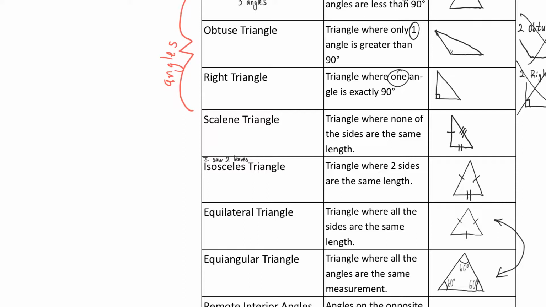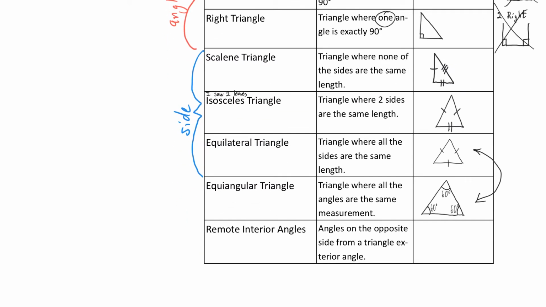Then on scalene, isosceles, and equilateral, what's being described? Yep, the side lengths. And if you'll notice up there on our objective for today, you're going to classify triangles by angle measurements and by side length. And so those are our two there. And then obviously equiangular is another one of these that's a classification by angles.